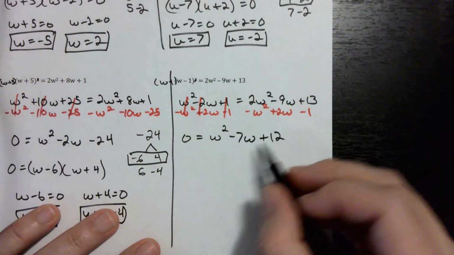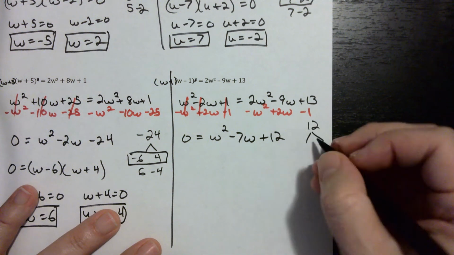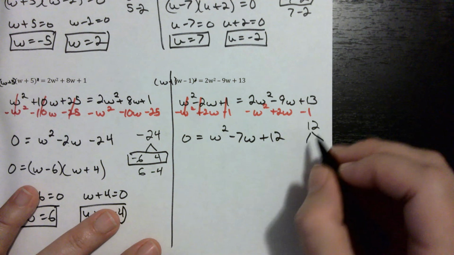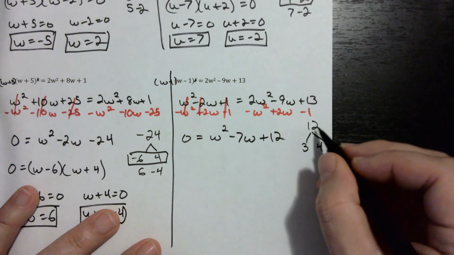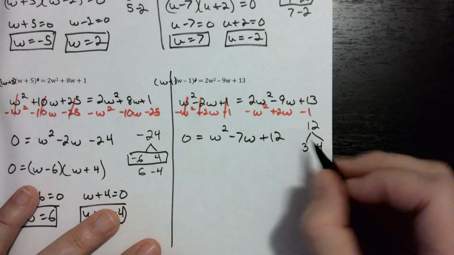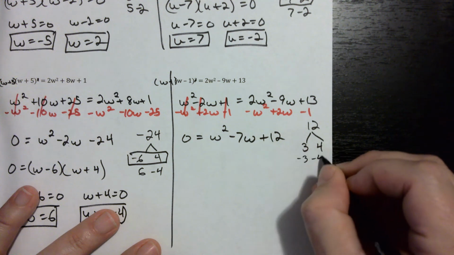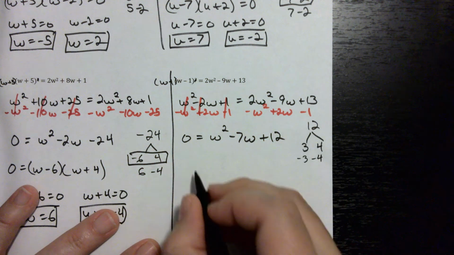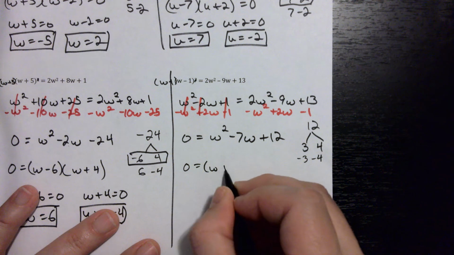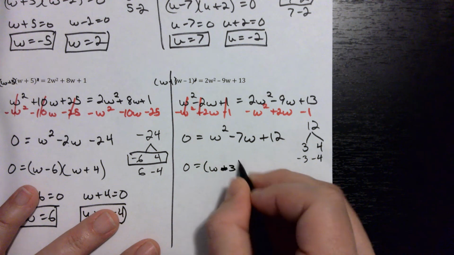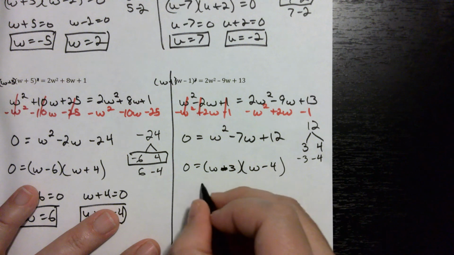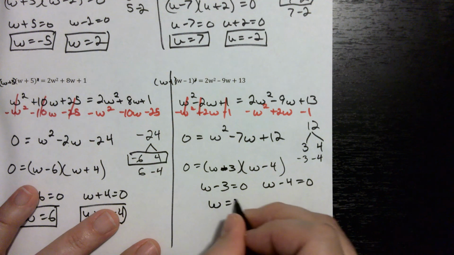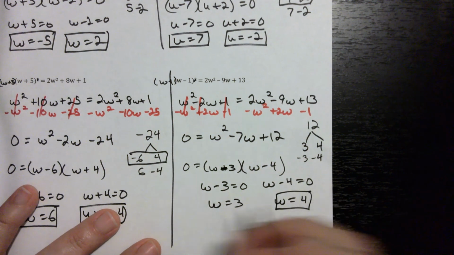Okay, so two numbers that multiply to get 12 that add to get negative 7 should be, what, 3 and 4, because they have to be the same sign, right? Because it's positive. So 3 and 4 would work. For negative 7, we need negative 3, negative 4. Negative 3 times negative 4 multiplies to positive 12, and these two add to get negative 7. So this becomes 0 is equal to (w minus 3)(w minus 4). And I do w minus 3 equals 0, w minus 4 equals 0. So w equals 3 and w equals 4. Those are my two solutions.